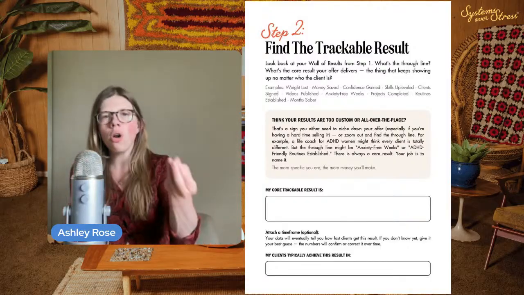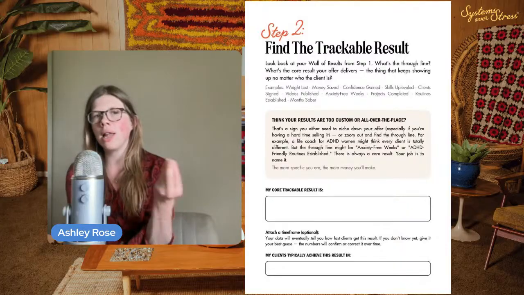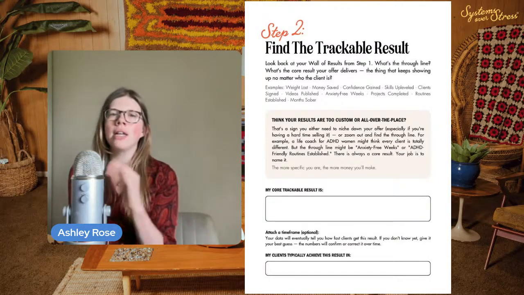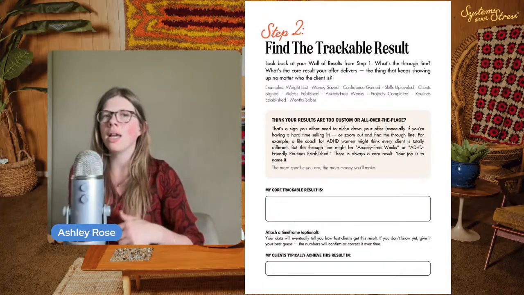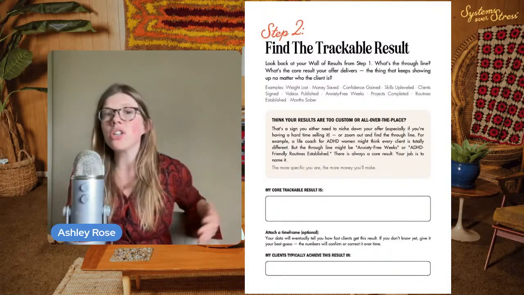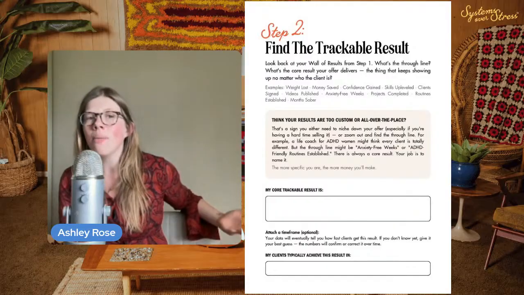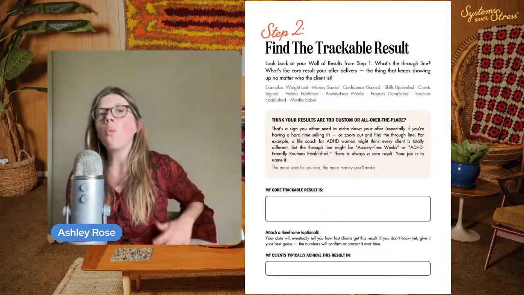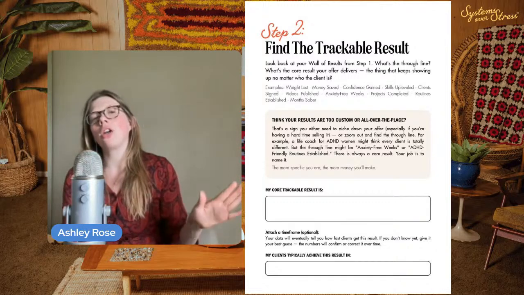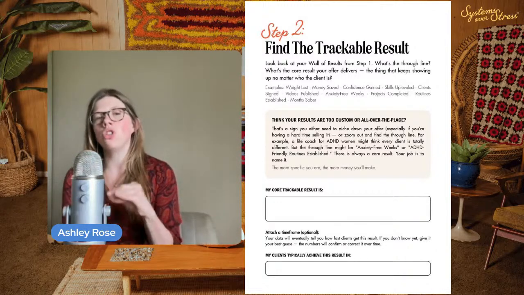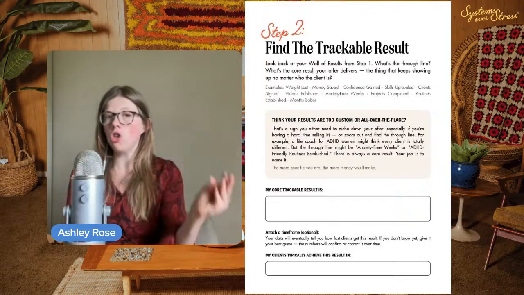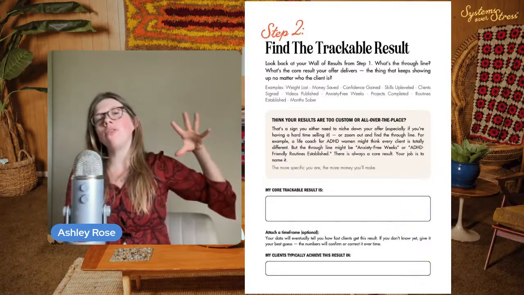What is the core result that shows up no matter who the client is? So weight lost, money saved, confidence gained, skills up-leveled, client signed, videos published, number of anxiety-free weeks, projects completed, routines established, months sober, whatever it is. If you feel like these results are actually way too all over the place and there's no through line, that is a sign that you either need to niche down or zoom out and find that through line.